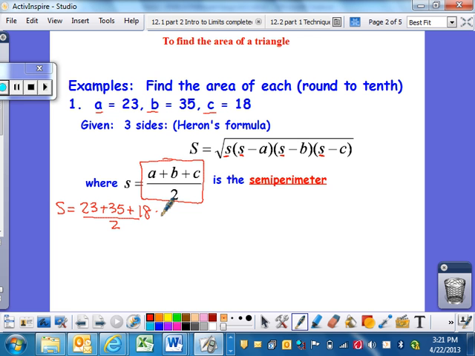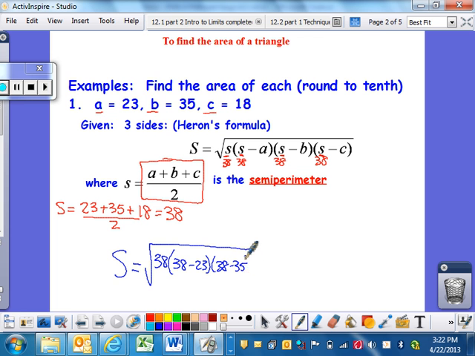If you do that calculation, you end up getting that s is 38. By doing that calculation, you now know that this number's 38, this one's 38, that one's 38, and that one's 38. And to find your area, you now just plug it in. Okay? So if I actually finish this problem, capital S this time, is the square root of 38, and then you just take 38 minus each side accordingly. So this one would end up being 23, 38 minus 35, 38 minus 18. Okay, and then you just do that math.